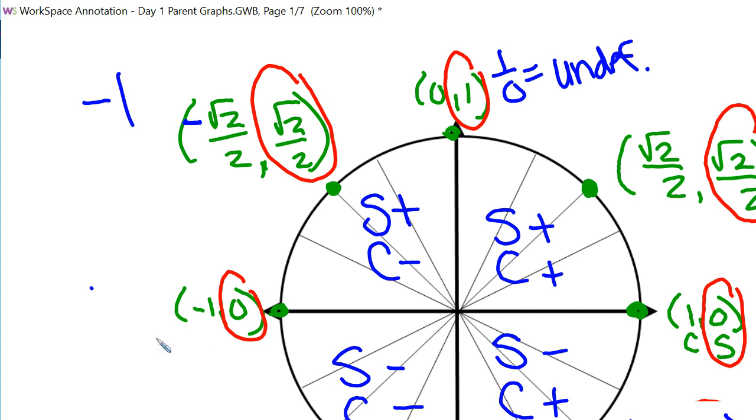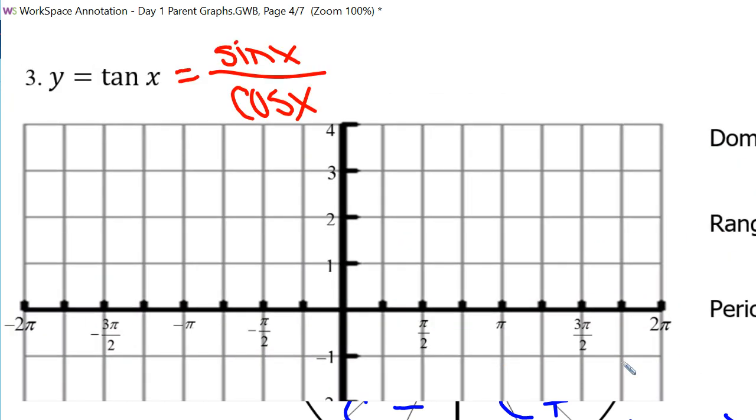And what would this one be? Positive 1. What would this one be? Undefined. And what would this one be? Yes, negative 1. Now, using those values, wherever you see undefined, you need to draw in a vertical asymptote. So where would we have a vertical asymptote? Where is it undefined? At what angle? 90 and 270. And in radians, what would that be? Yeah, pi over 2, and 3 pi over 2.